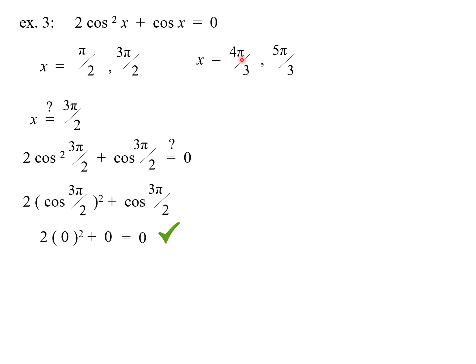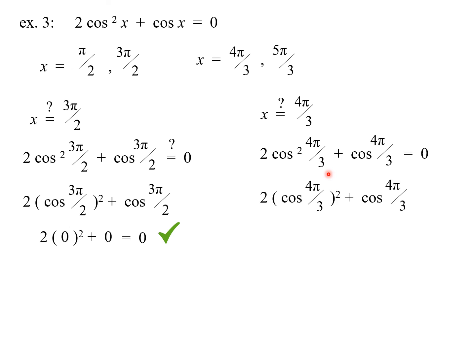Okay, now let's check 4 pi over 3. So I'm going to put that and that. And this is in quadrant 2. Okay, and we know that the cosines are negative there. Cosine of 4 pi over 3 is negative 1/2. If I square negative 1/2, I get 1/4. Multiply that by 2, and I get a half. And then a half plus a negative half equals 0. So that solution checks out.